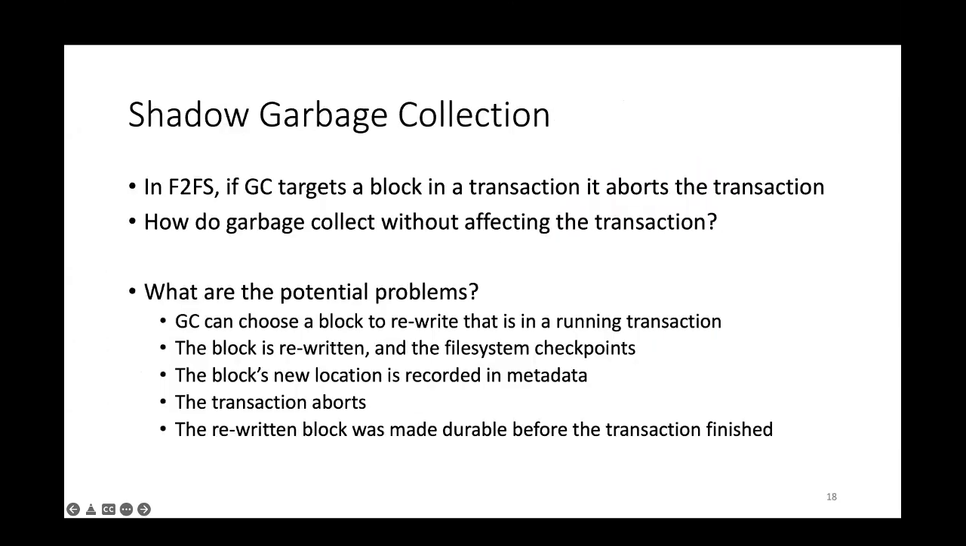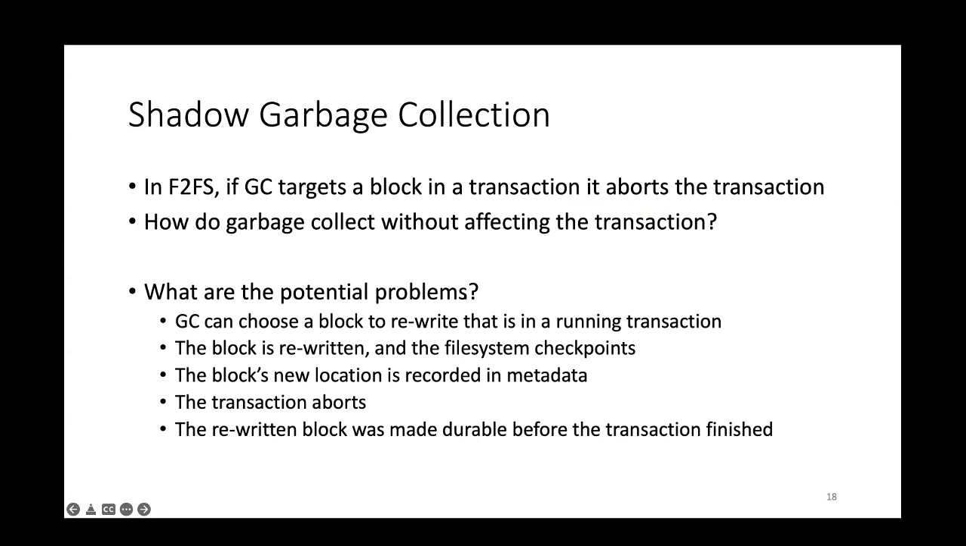Now, the third thing they introduced is this concept called shadow garbage collection. At least in F2FS, if we have a running transaction, which, just to remind, is just atomic writes, we don't have the full guarantees. Garbage collection might target a block that's inside that transaction to rewrite it. According to the paper, if this happens in F2FS, the transaction will just be aborted. So how can we do that without affecting the transaction?